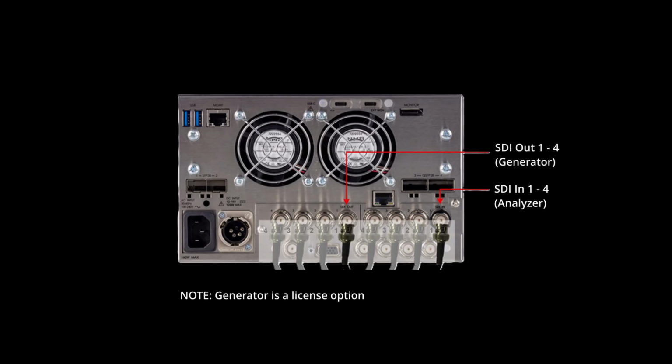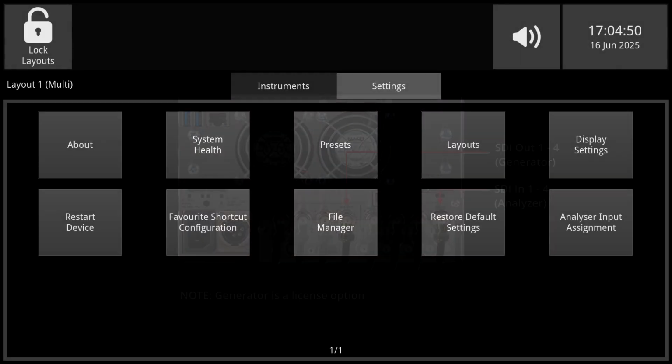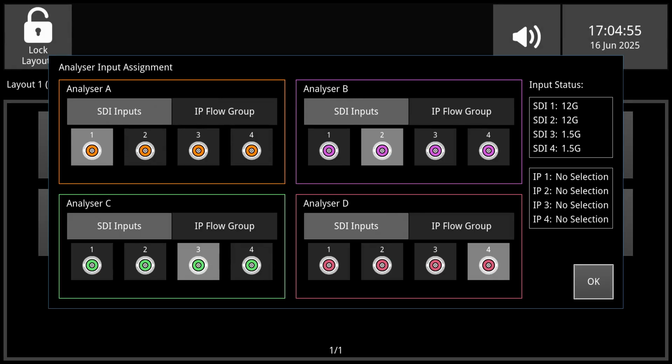SDI inputs 1 to 4 are used by the analyzer instruments to display the incoming signal. Using the analyzer input assignment, you can assign the SDI inputs to each analyzer. The analyzer input assignments can be configured for dual link using inputs 1, 2, or 3 and 4, or as a single quad link input using all 4 inputs. An invalid selection is highlighted in red. The same SDI input can be assigned to multiple analyzers. In this example, SDI input 1 is assigned to analyzer A and B.